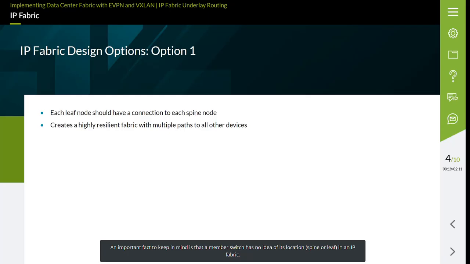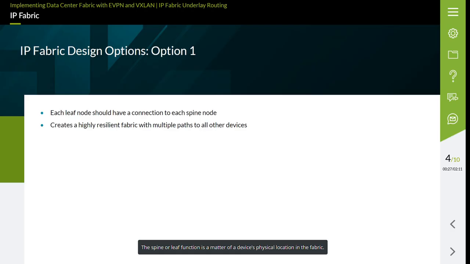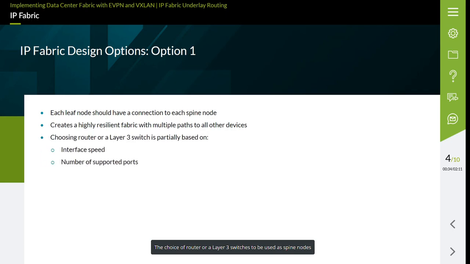An important fact to keep in mind is that a member switch has no idea of its location, spine or leaf, in an IP fabric. The spine or leaf function is a matter of a device's physical location in the fabric. The choice of router or Layer 3 switches to be used as spine nodes should be partially based on the interface speeds and number of ports that it supports.